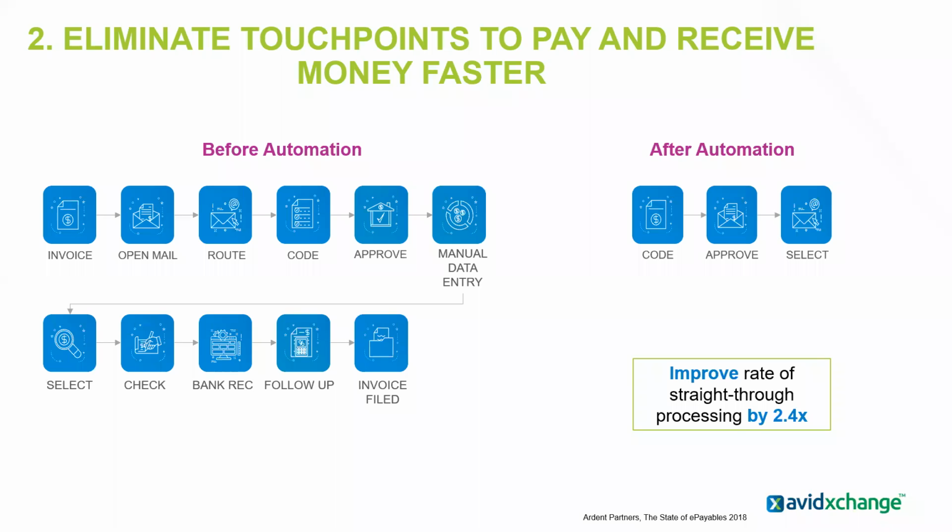Now you've got a tremendous amount of paper there. You got to put the check in the envelope. You got to post it. You've got to get somebody to sign it, and they're usually stacked and collecting for days, which is dangerous. On the right, you're going to see the steps now that you continue to do. You still have control to code, approve, and select, but all those manual steps go away.